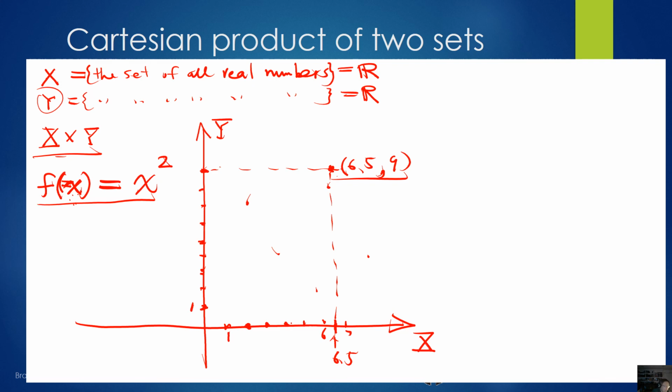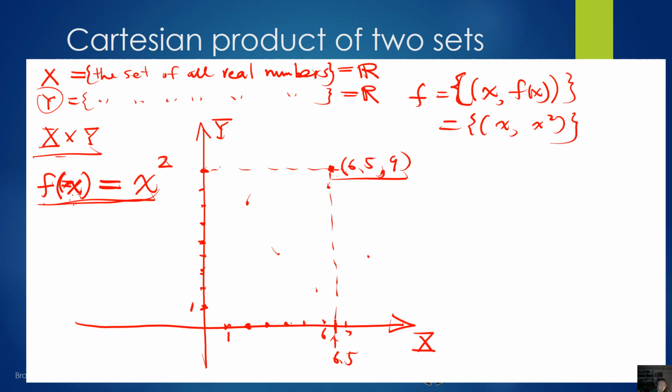So this is an ordered pair. The function can be defined as an ordered pair x and f of x. Or you can define the function as x and x squared, because f of x is x squared. So for each value of x in X, there's a corresponding value x squared in Y. So that defines a function.